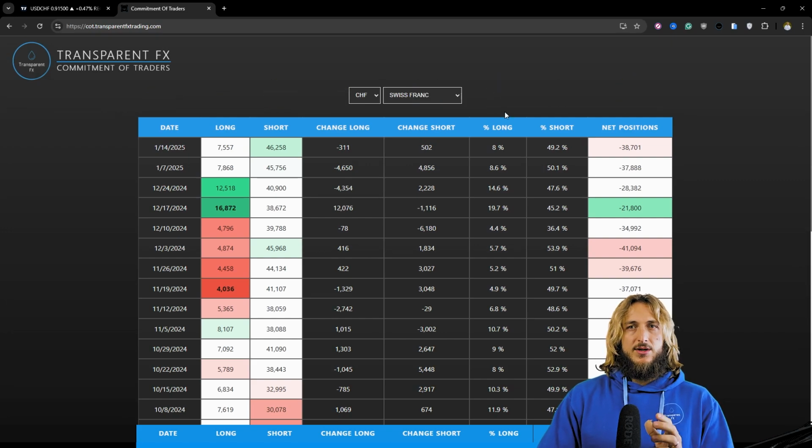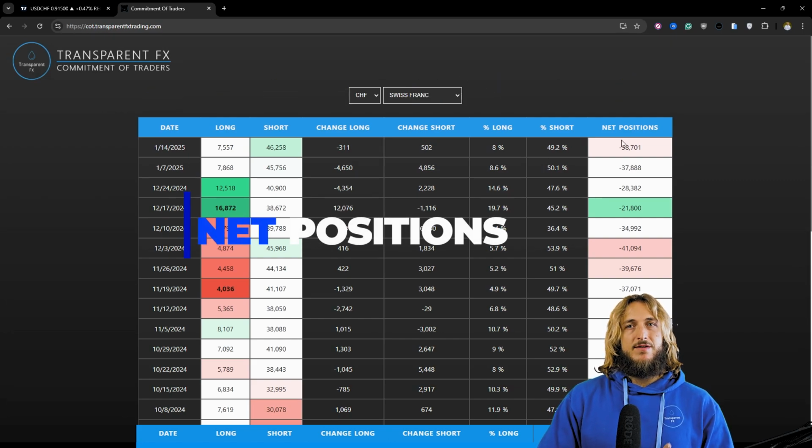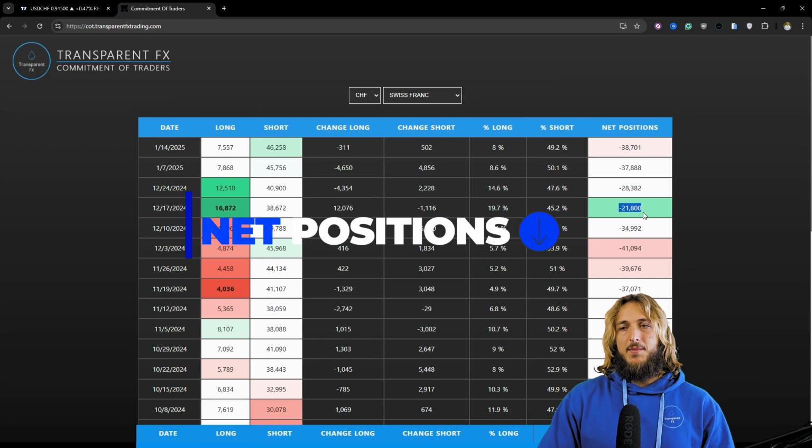Now, what we can see here is that with the last reports, net positions have been decreasing. We went from minus 21.8K all the way down to minus 38.7K net positions.